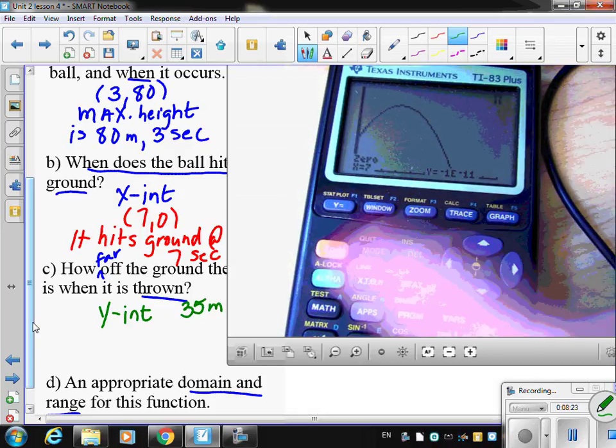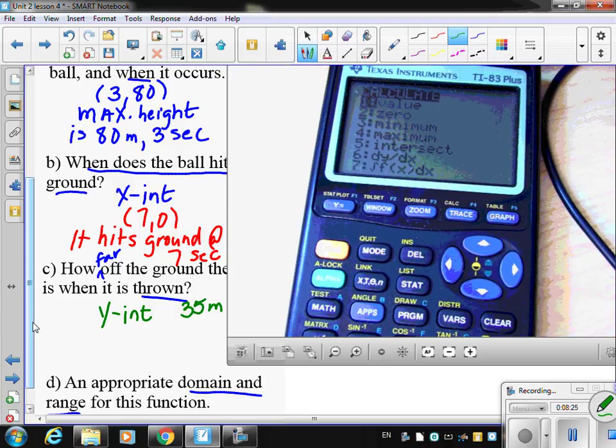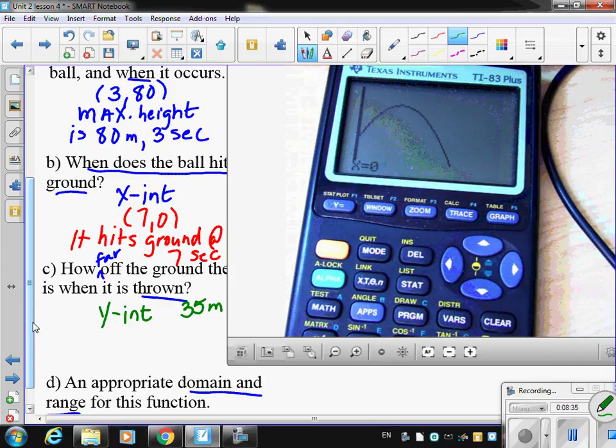But let's look at the graphing calculator for a second. If I go second function calc again, the choice that I'm looking for is number 1, value. I'm going to hit enter, and I'm going to write x equals 0. And that will tell me the y-intercept exactly. And it is 35. So it is 35 meters off the ground when it is thrown.